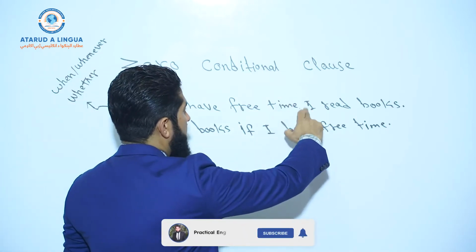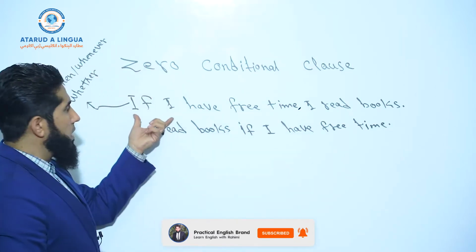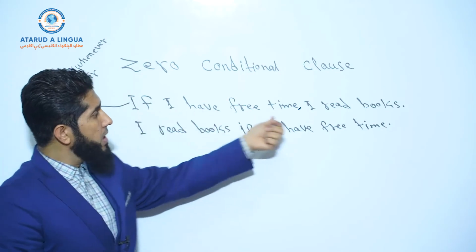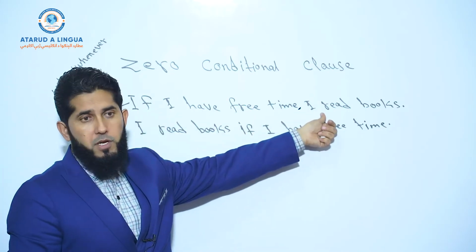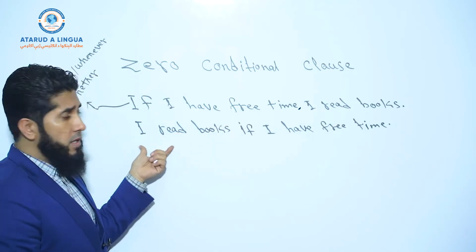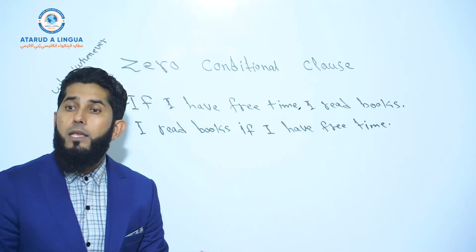Okay. Rule number 1: if you want to use your conditional clause first, which starts with the conjunction if, you need a comma before you start your independent clause. But if you want to bring your main clause first, the conjunction if goes to the middle of your sentence, you don't need any comma.